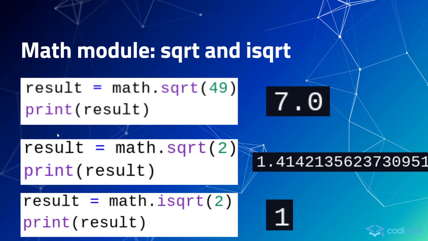So this is just another example of using the math.sqrt function. We're taking the square root of 2, and it gives us this very long decimal, 1.414, and so on. Same setup here, we're assigning it to a variable and printing the variable.